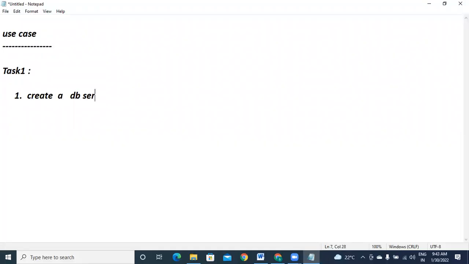Create a DB server for dev environment. The name should be dev009. This is your database server. This is Azure SQL DB.